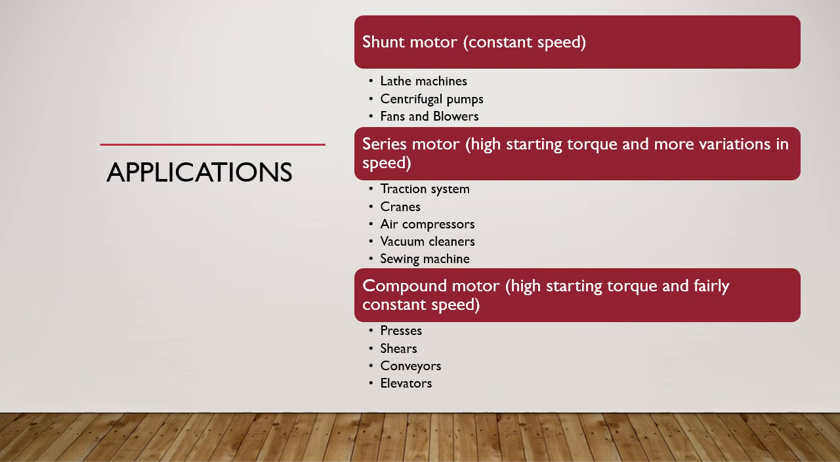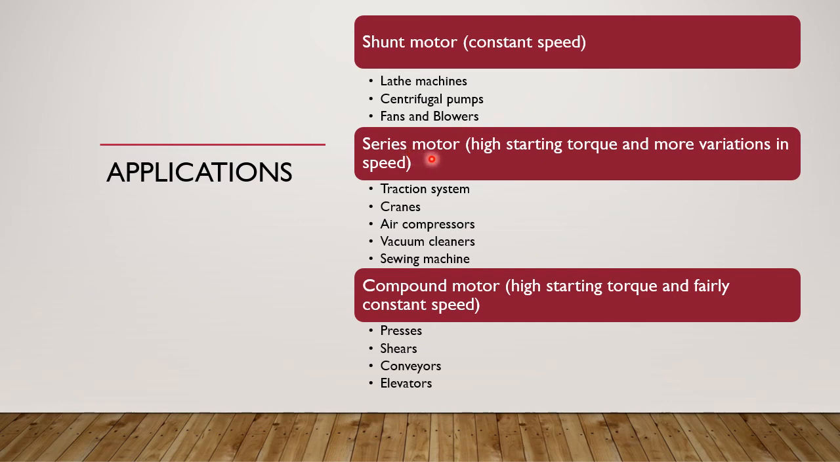And now we move on to the applications. The shunt motor has the characteristic of constant speed. The shunt generator's output is electrical, so it gives the characteristic of constant voltage. But in the shunt motor, the output is mechanical, so we get constant speed. So shunt motors are used where constant speed is required, such as lathe machines, centrifugal pumps, fans and blowers.